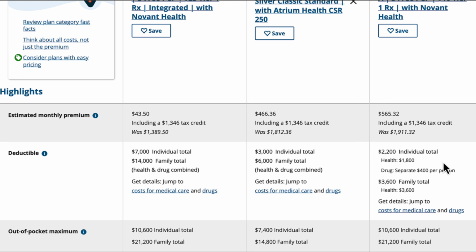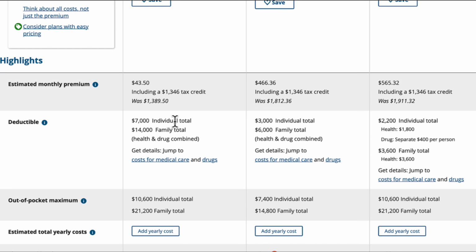So a pretty broad range here, but we can see the deductible, $7,000, your individual deductible versus $14,000 family, $3,000, $6,000, or $2,200. Let's see, $2,200 individual, family. Wait, oh, your family deductible. Sorry, your family deductible is $3,600. Okay, and there is a separate drug deductible here. Sometimes that is the case.